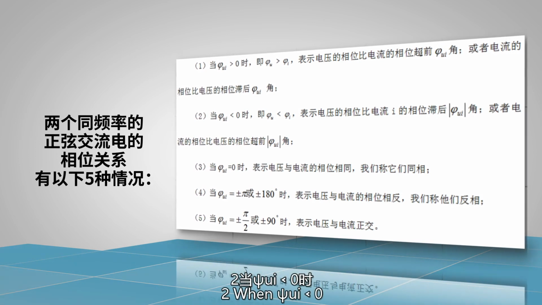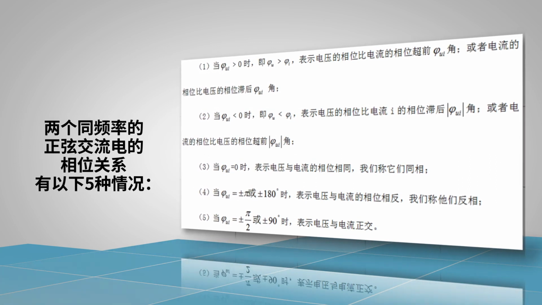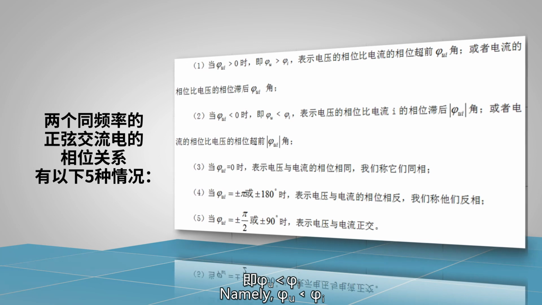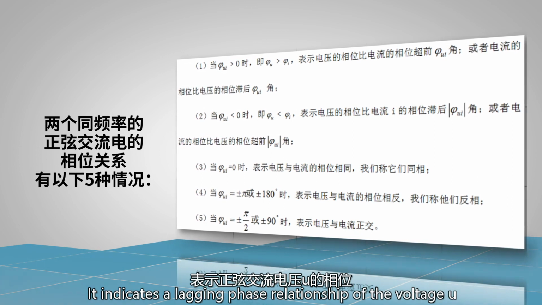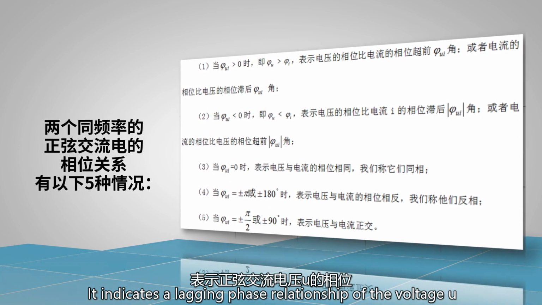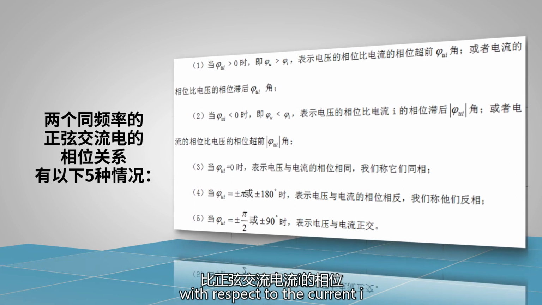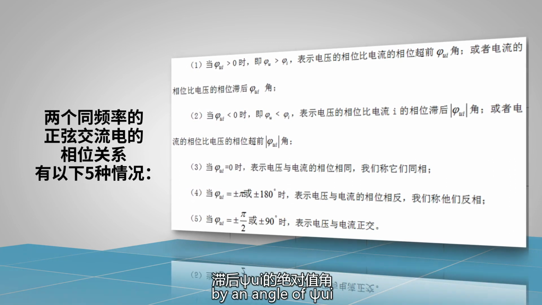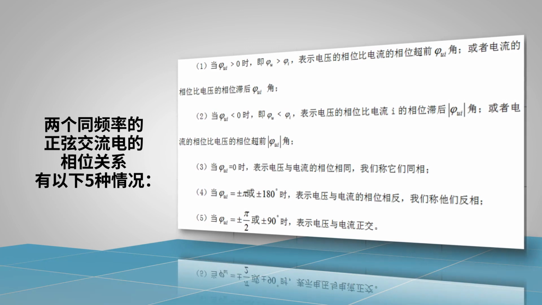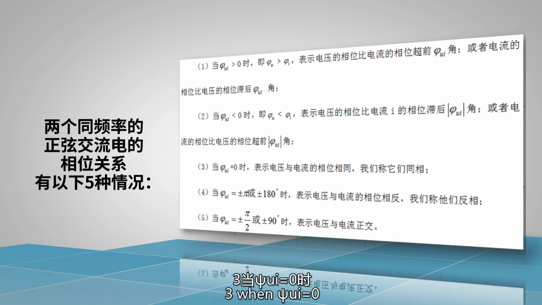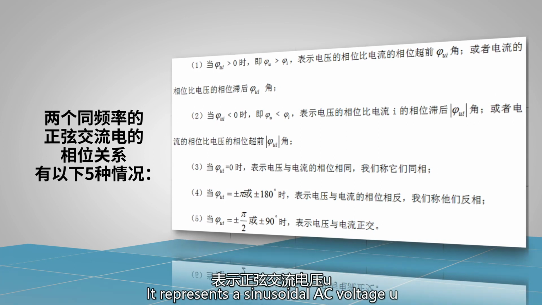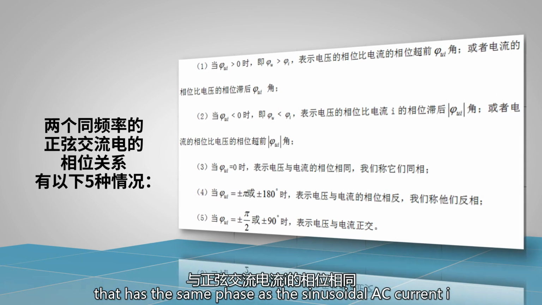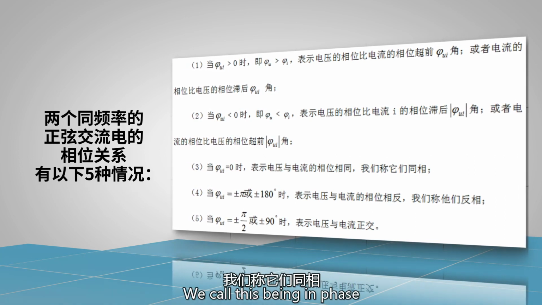Second, when phi ui less than 0, namely phi u less than phi i, it indicates a lagging phase relationship of the voltage u with respect to the current i by an angle of phi ui. Third, when phi ui equals 0, it represents a sinusoidal AC voltage u that has the same phase as the sinusoidal AC current i. We call this being in phase.